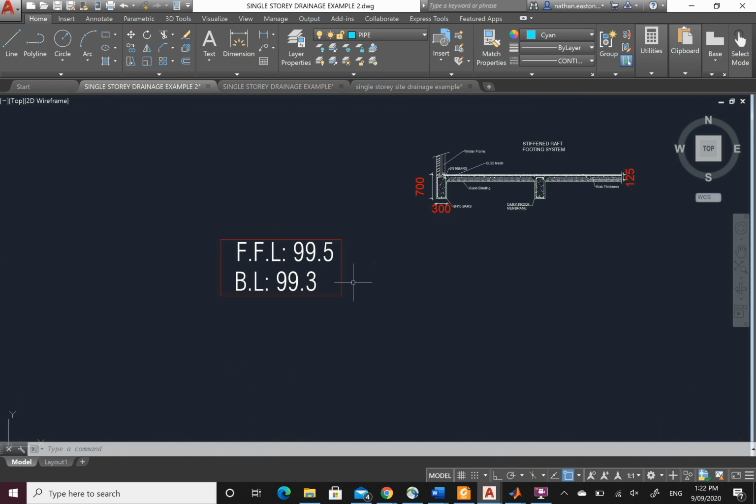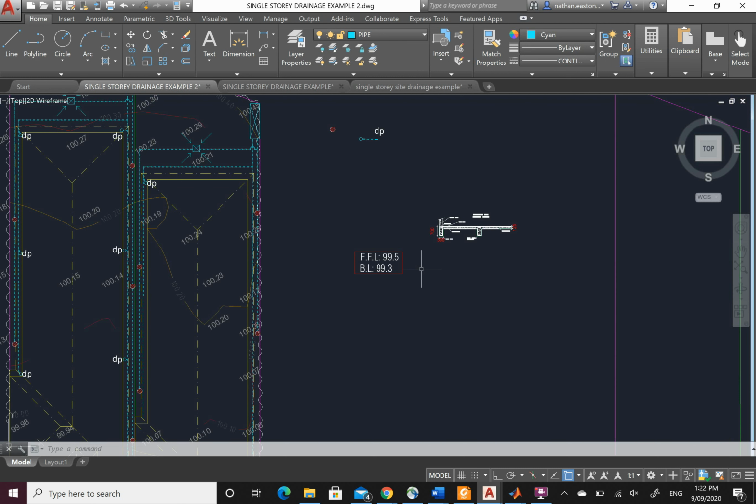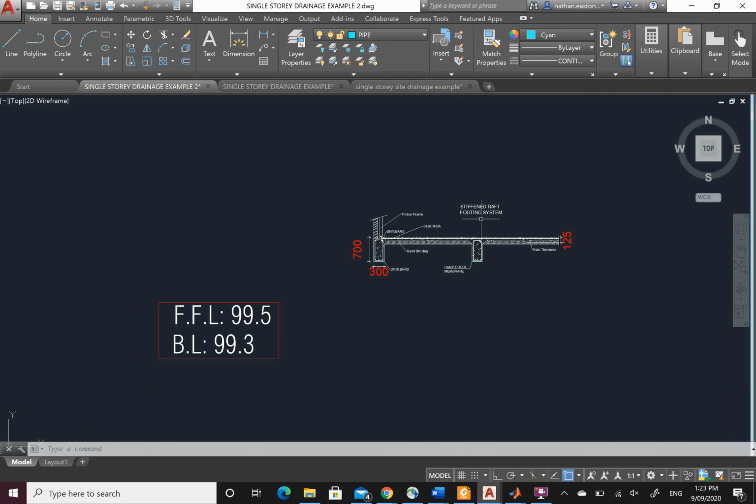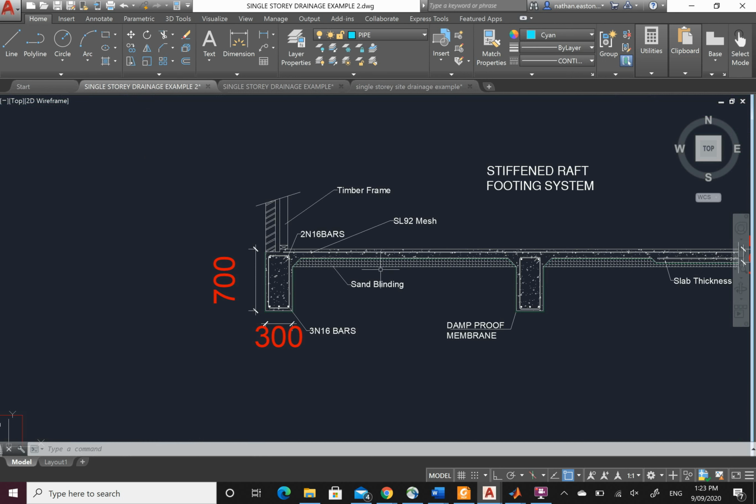Okay, so if I look here, 99.93, 99.95, between the finished floor level and the bench level is 200 millimeters. So what you're asking is, well, how do I know that's 200 millimeters? Let's have a look at our cross section.